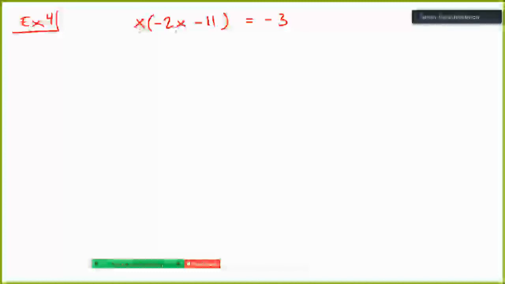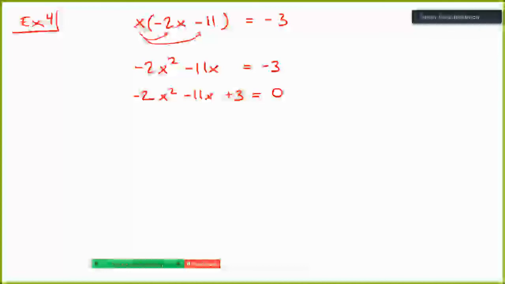But if we multiply and solve it for 0, it will look like a quadratic. So remember, we're just doing distribution. We're bringing that x inside, multiplying it to everything. We get negative 2x squared, since x times x makes x squared, and then x times negative 11 is negative 11x, and that is equal to negative 3. We want it to be equal to 0, so I'm going to add 3 to both sides. So we get plus 3 equals 0. And now we're ready to start.